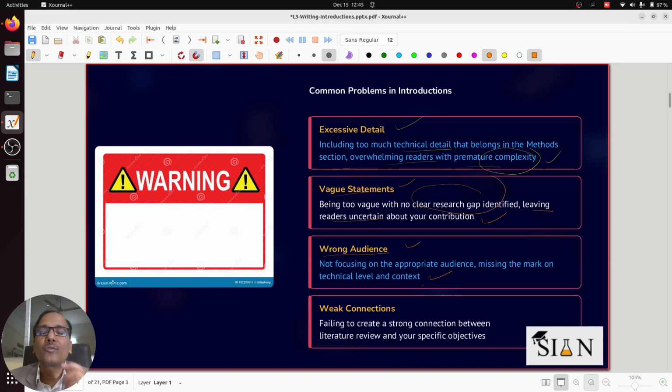So you should write for a specific audience. Then there is the weak connection: failure to create a strong connection between the literature review and your specific objectives. Even the proper flow, the connection between one part and another within your research article, the connectivity with your context and previously reported results, as well as the connectivity with the audience, are important parts of any research article. So while writing the introduction, we have to take care of these four specific points.